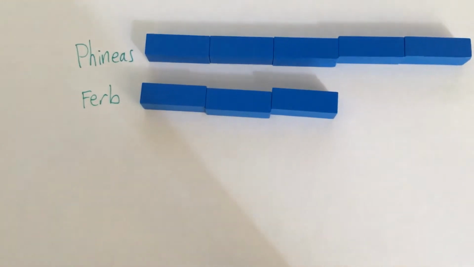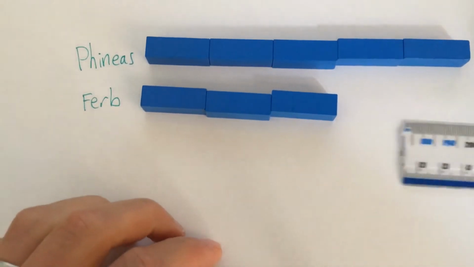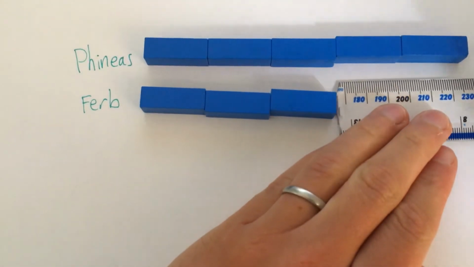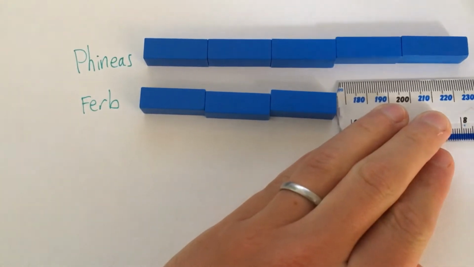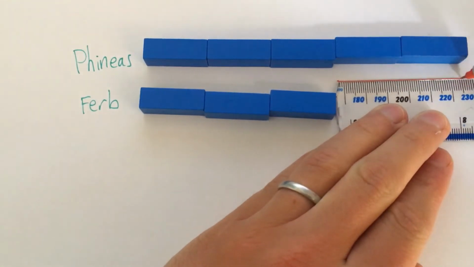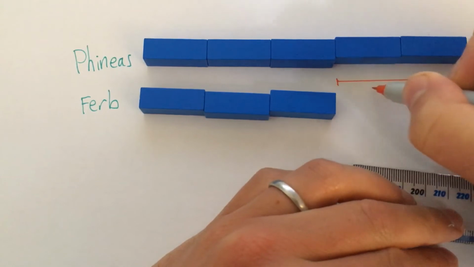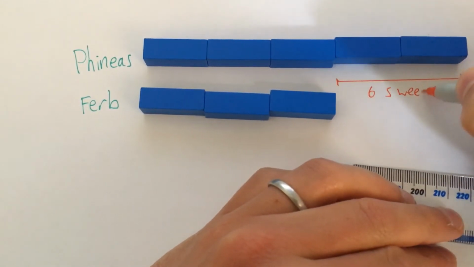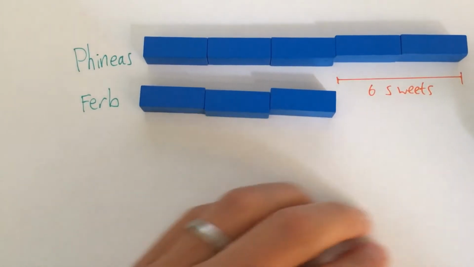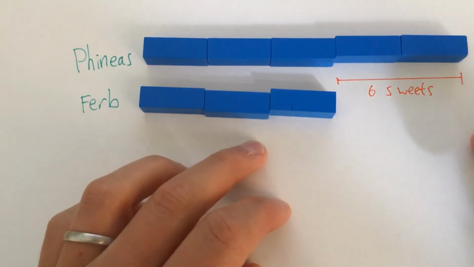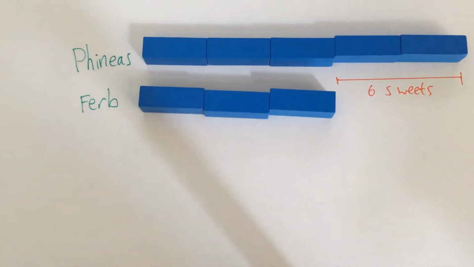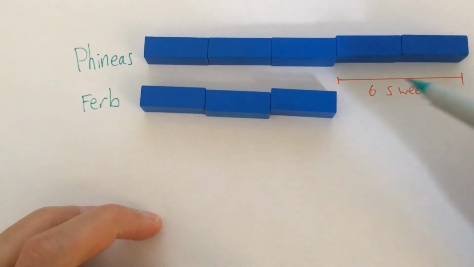Well, the question tells us that Phineas gets 6 more sweets than Ferb. So this 2 part here represents the extra part that Phineas gets. So from here to here, that represents the 6 sweets. Now to find out how many sweets Ferb got, we can use this information. We have these 2 blocks, 1, 2, that represent 6 sweets.